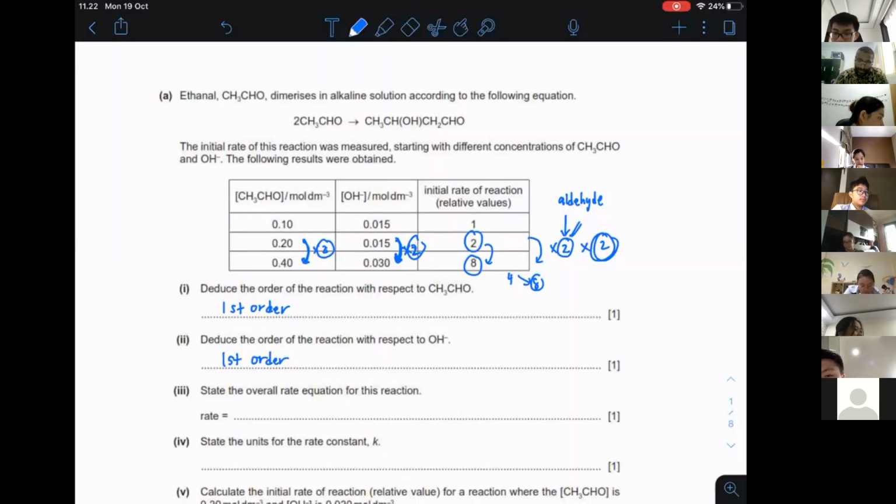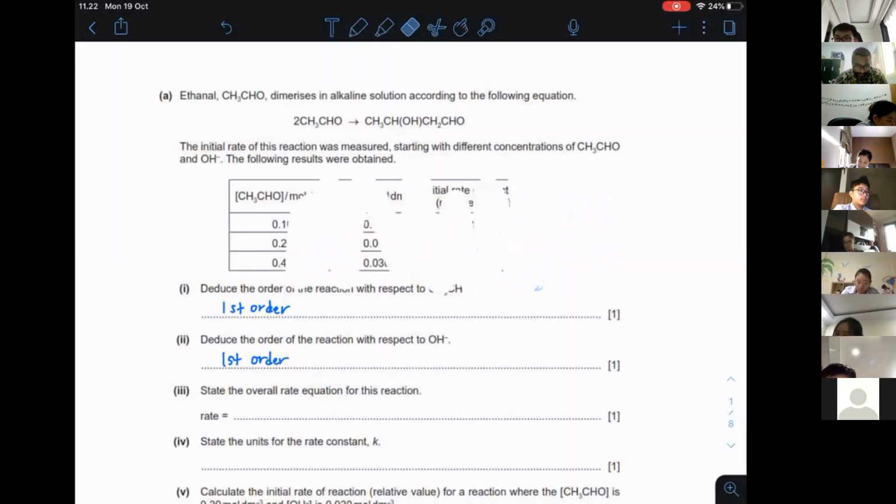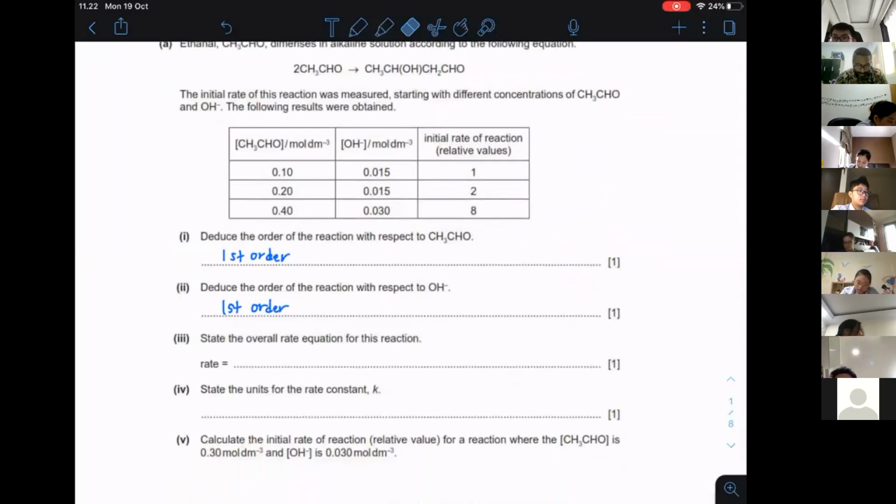Now you have found out the order of the reactions. So state the overall rate equation for this reaction. So they say rate. I do not know what K is, so just put K, and then state the overall rate equation. Just put bracket CH3CHO, no need to put 1, just leave it as it is, and then this is going to be OH minus. Both of them, 1 and 1.